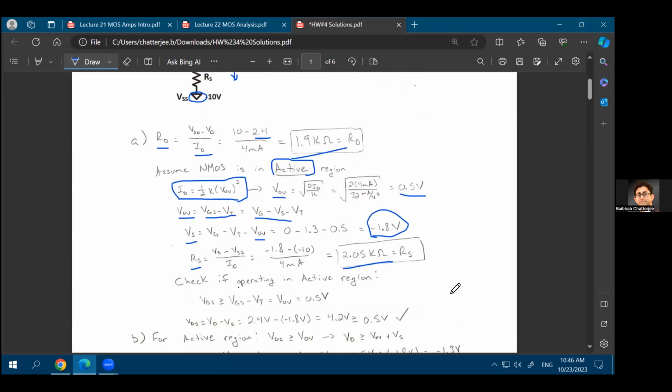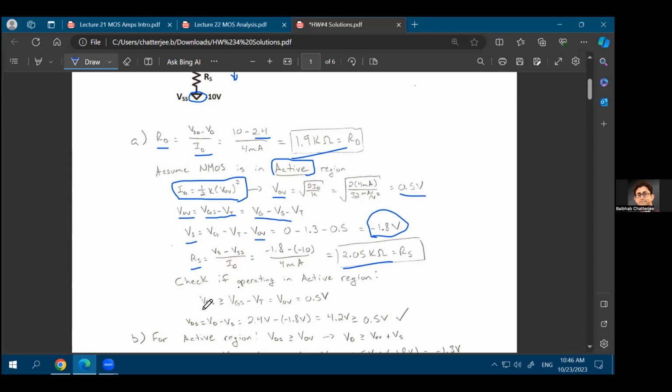Now you can check whether you are in the active region indeed, because now you have the values of all the components fixed. You also know the values at all the terminals, the drain terminal, the gate terminal, the source terminal of the MOSFET, and so on. Because you have information about all the terminals, you can verify if indeed the MOSFET is in the active region.